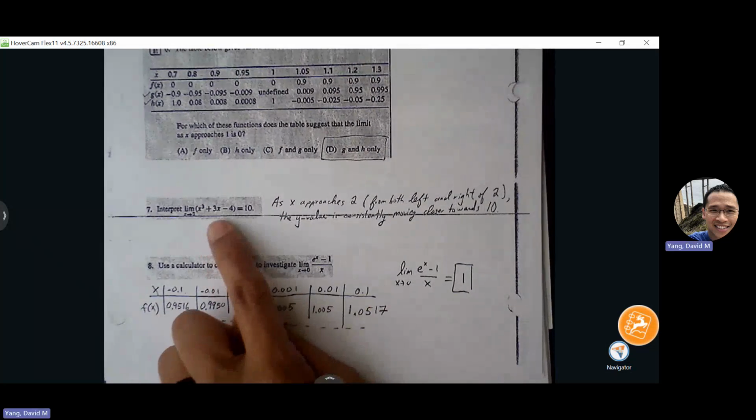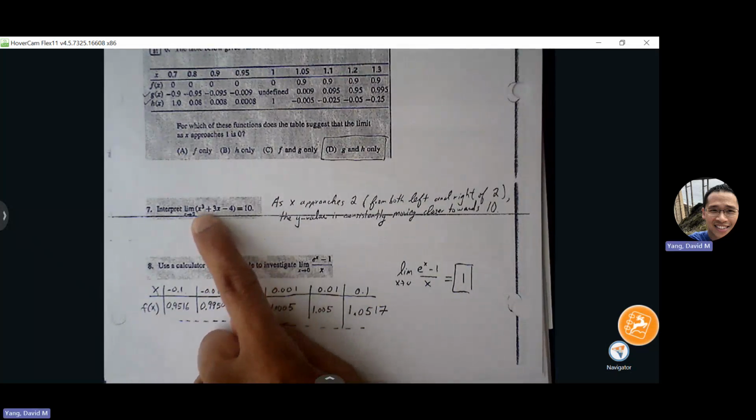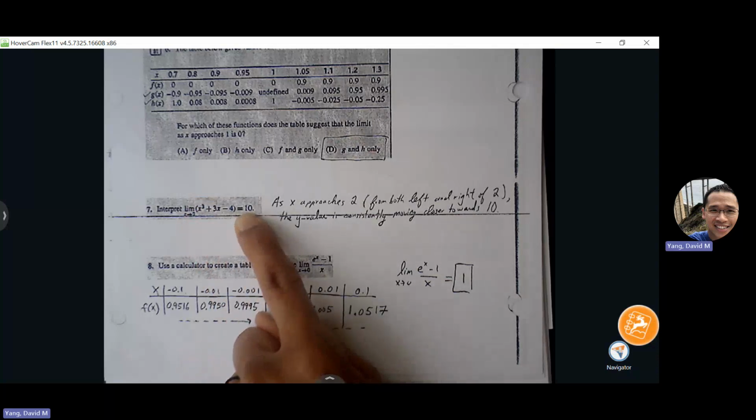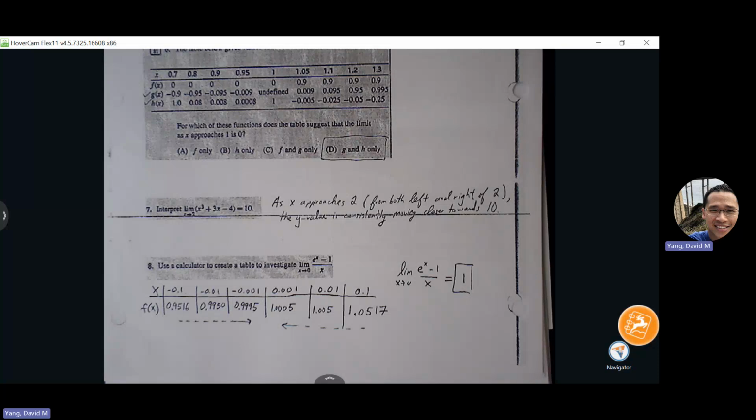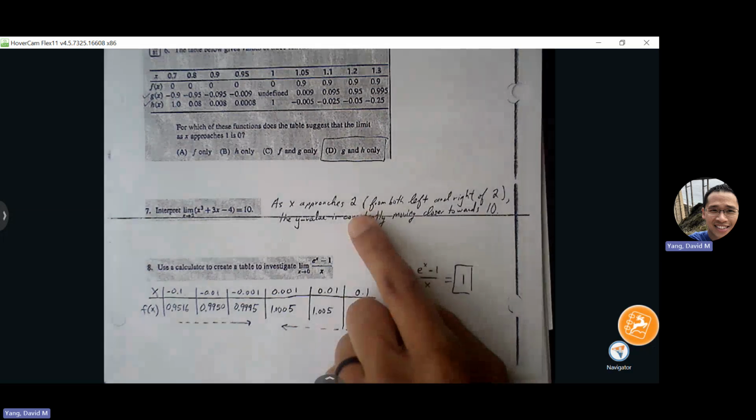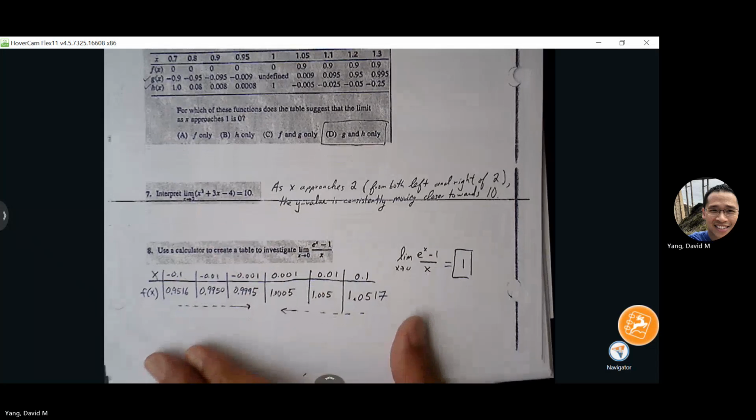Number 7, interpret this expression. We are essentially saying the limit as x approaches 2 for this expression is headed towards 10. So if you were to graph this function, or look at this graph from the left side of 2 and from the right side of 2, the graph is headed towards 10, moving closer towards a y value of 10 from both sides of 2.